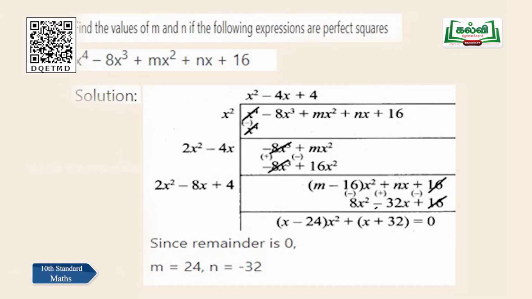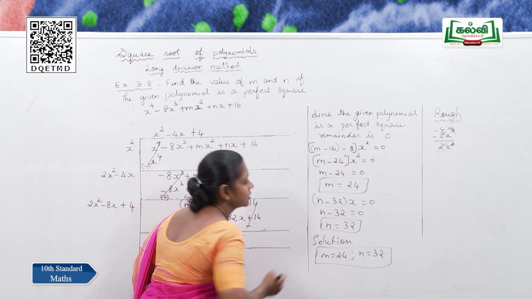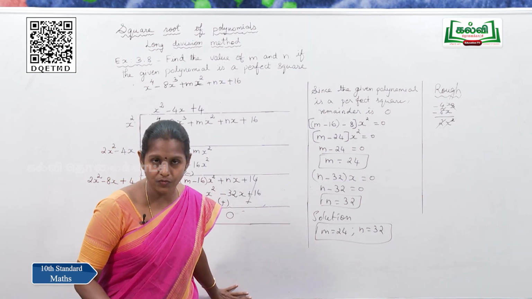Of course. Right. Therefore, the solution is m equal to 24, n equal to 32. So, this is the answer. So, I think you all understood very well.